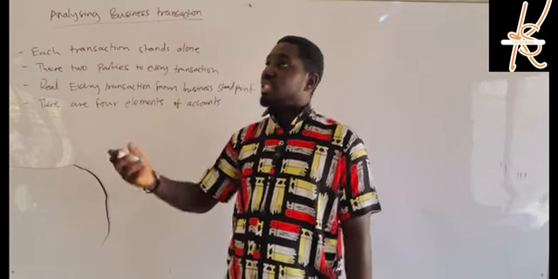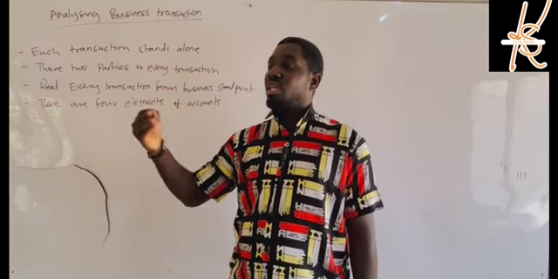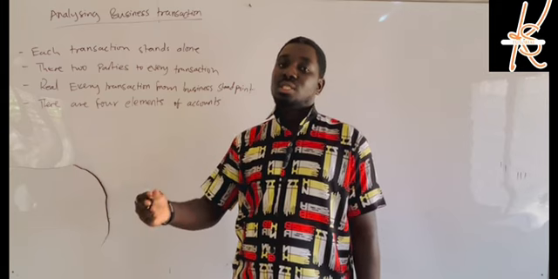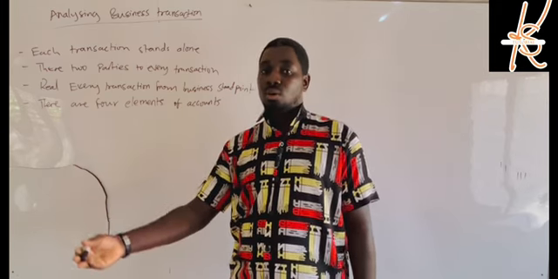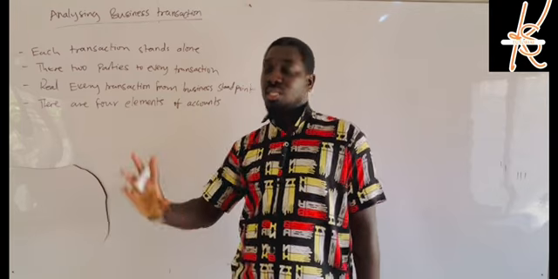So if I start a business worth 10,000 Ghana cedis, starting a business is equity or capital. Capital is a liability. So that's one.